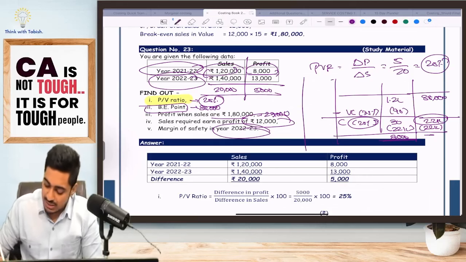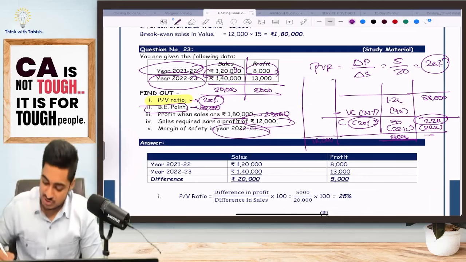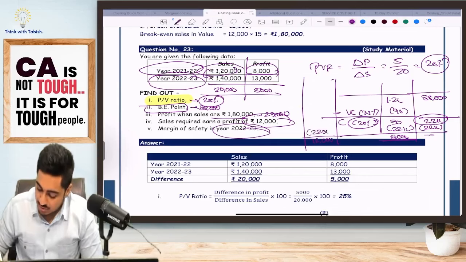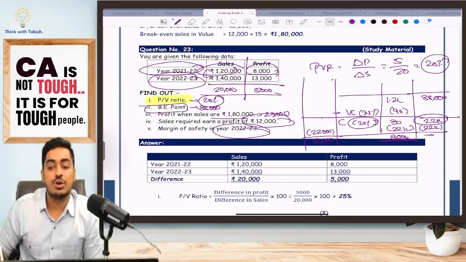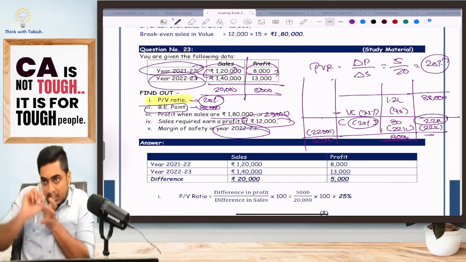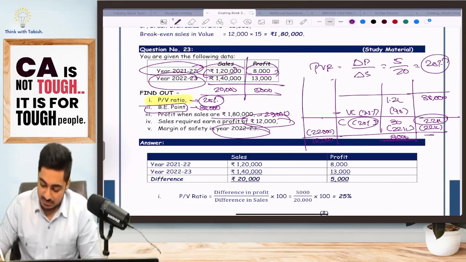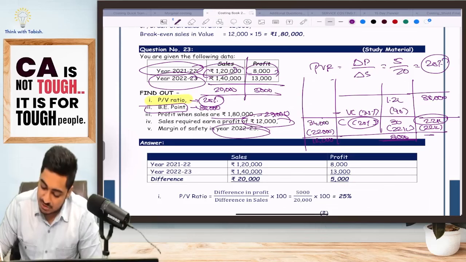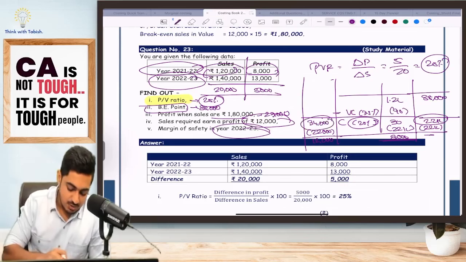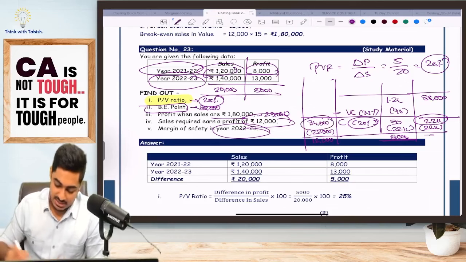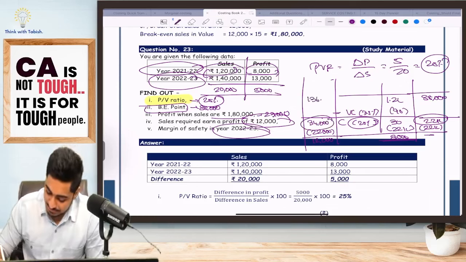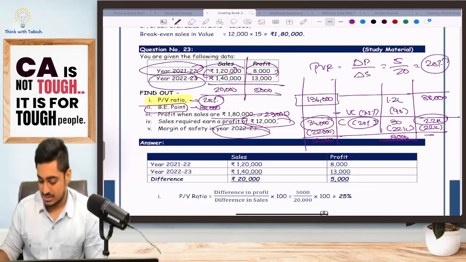Pay attention. If I want 12,000 profit, tell me how will I be getting my profit after paying fixed cost? How much fixed cost I should pay? 22,000. That means total how much contribution is needed? Sir, after paying 22,000, 12,000 is left with me. That means total how much should be there? 34,000. 34,000 is a contribution, which is how much percent? 34,000 divided by 25%. That means it should be 1,36,000. Yes or no, everyone? Yes, sir.